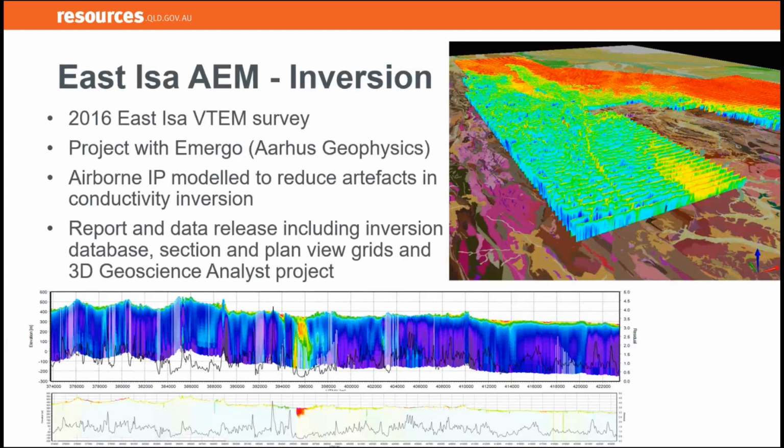Some work following on some older legacy AEM data. In 2016, we flew the East Isa VTEM survey, an AEM survey around the Isa area and Cloncurry. Through processing that data, we realized there was lots of what we call airborne IP effects in that data.